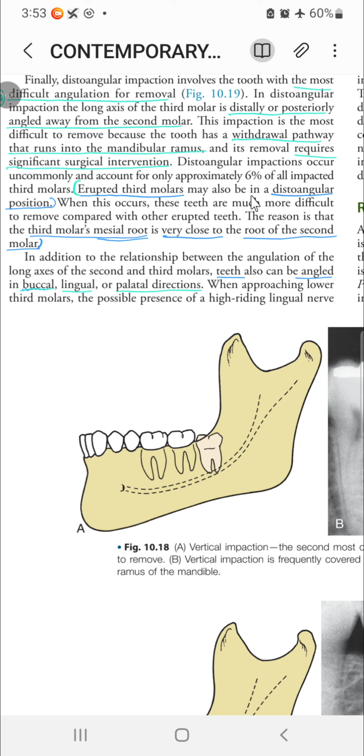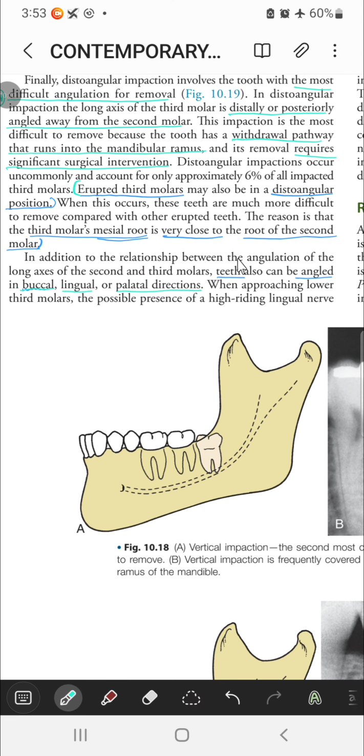Erupted third molars may also be in disto-angular position. When this occurs, these teeth are much more difficult to remove compared with other erupted teeth. The reason is that the third molar's mesial root is very close to the roots of the second molar. In addition to the relationship between the angulation of the long axes of the second and third molars, the teeth can be angled in buccal, lingual, or palatal directions.